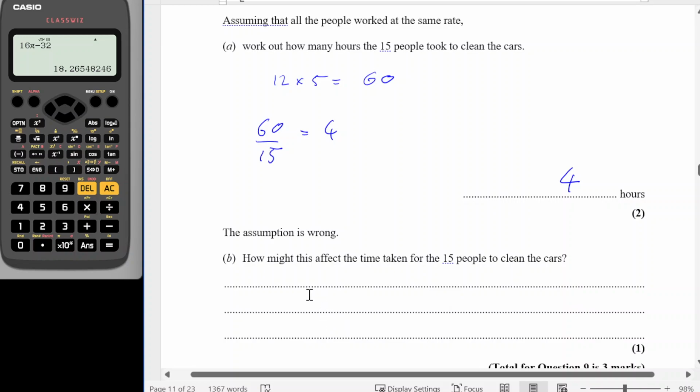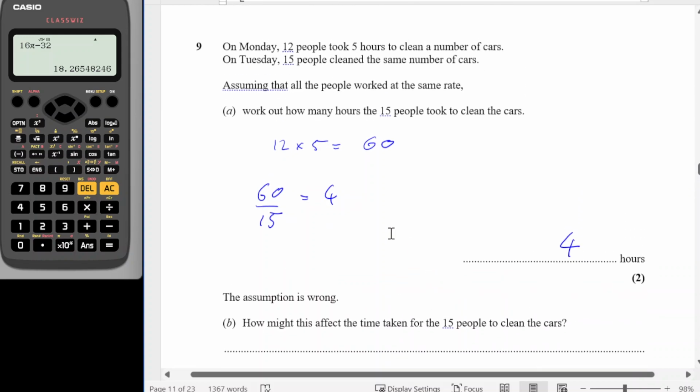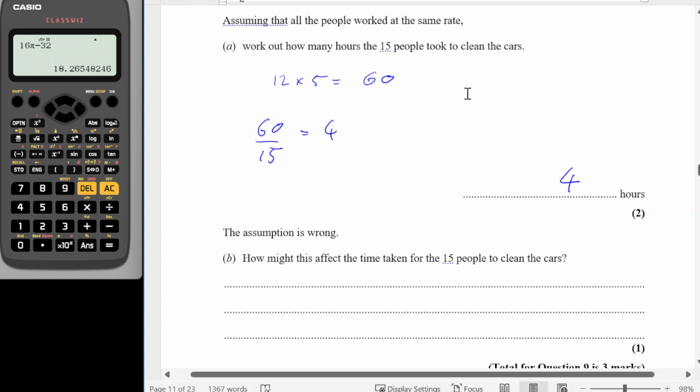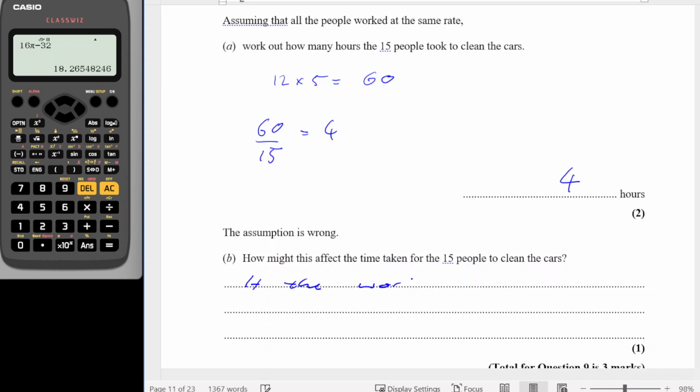The assumption is wrong. How might this affect the time taken for the 15 people to clean the cars? So if they don't all work at the same rate, it could take different. I'm not quite sure. It could take more time or it could take less time. Those are really your only two options. So if they work faster, it would take less time. Could have the opposite. If they work slower, it would take more time.